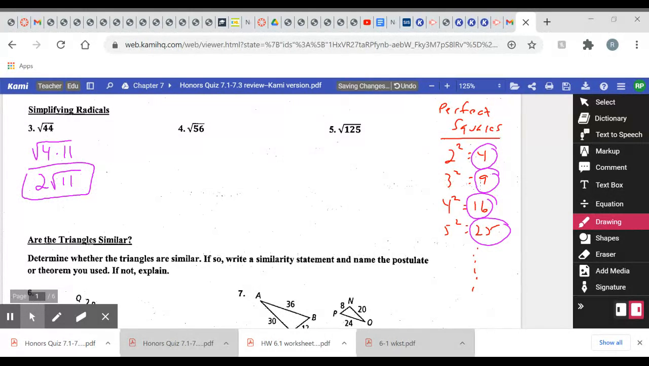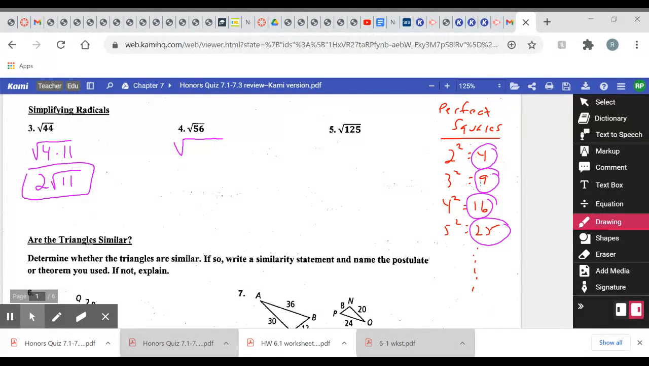If you want to check your answer, you can type square root of 44 in your calculator and look at the decimal. And then you can type in 2 square root 11 in your calculator and look at the decimal, and you should get the same thing for both if you've done it right. So in this case, if I type in square root of 44, I get 6.63, and then it keeps going. And if I type in 2 square root 11 in my calculator, I get 6.63, and it keeps going. So that just kind of verifies that I did it correctly.